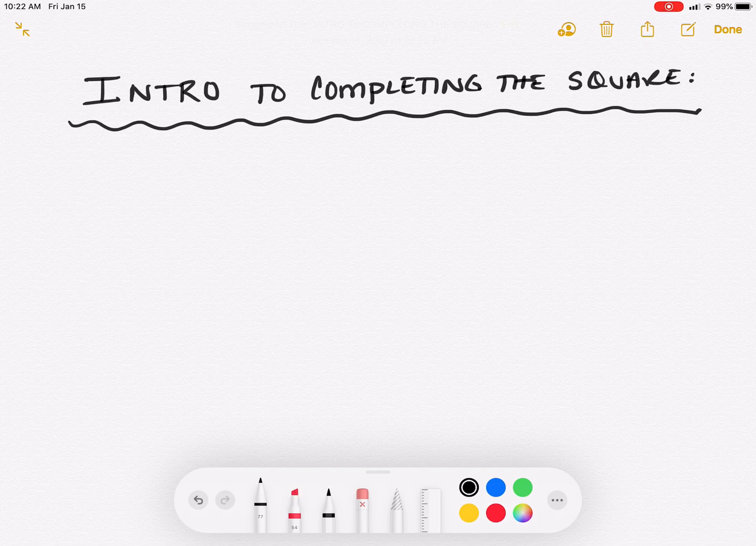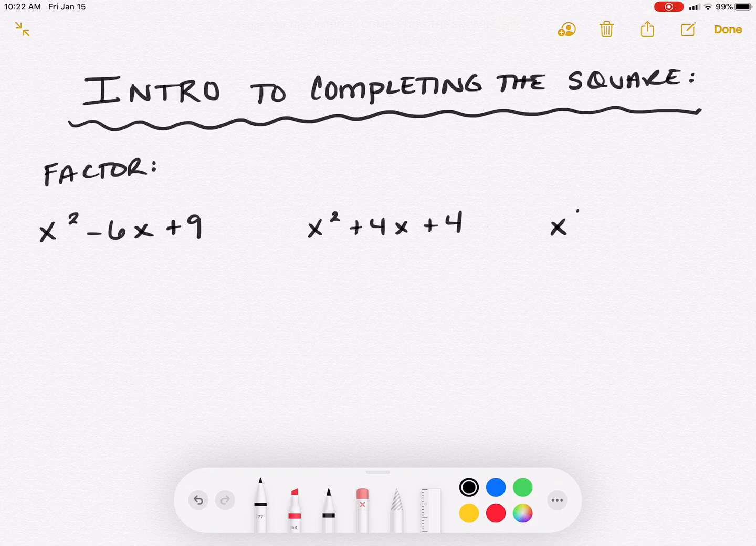So what we're going to do to get started here is I'm going to put up 3 different trinomials, and I want you to factor them. So the first one is going to be x squared minus 6x plus 9. The second one is x squared plus 4x plus 4. And then x squared minus 8x plus 16.